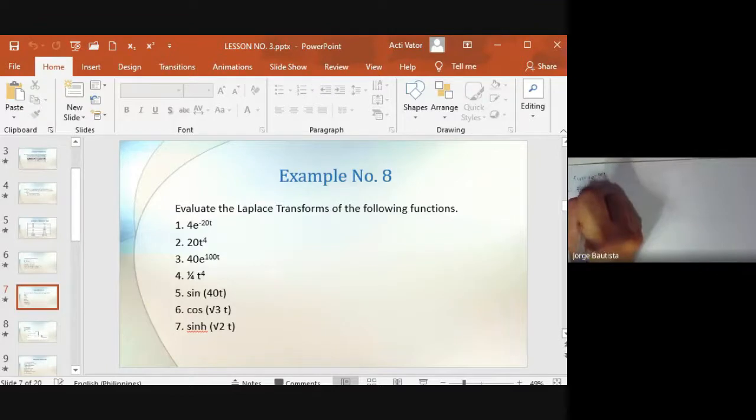So, kukunin natin sila by 5. Number 3 is 40e raised to 100t. Then we have 1/4 t raised to 4, and sine 40t. Okay? So, stop share ko muna to.